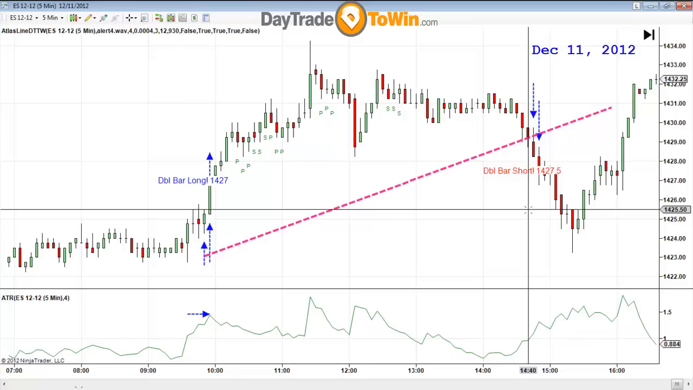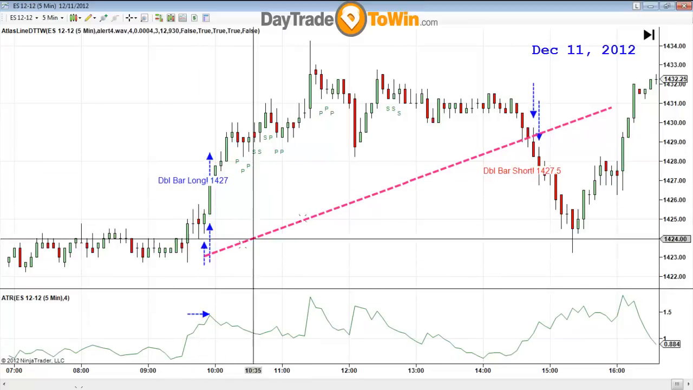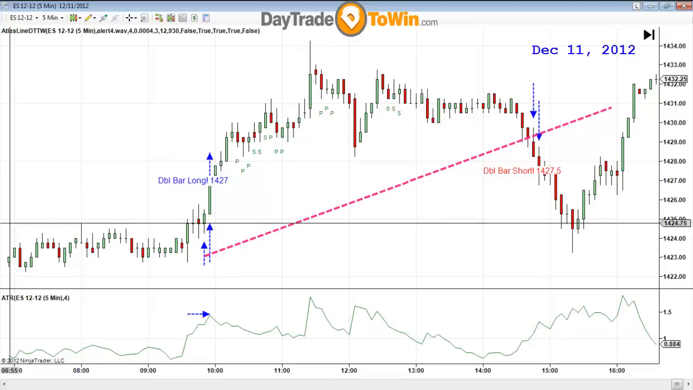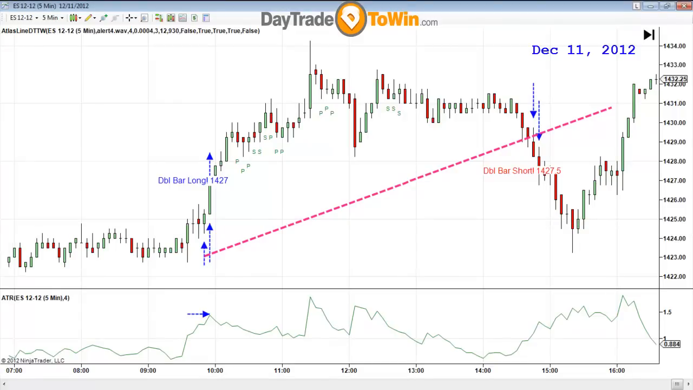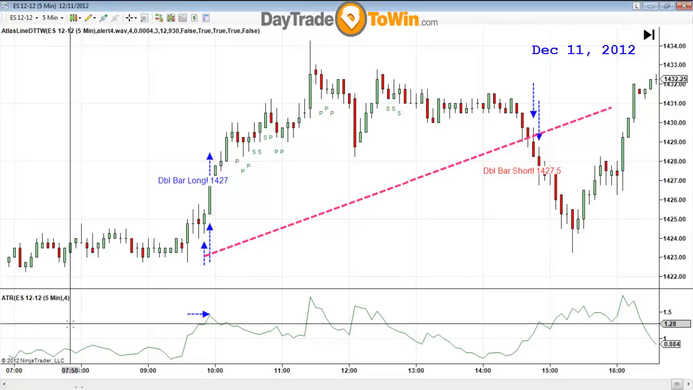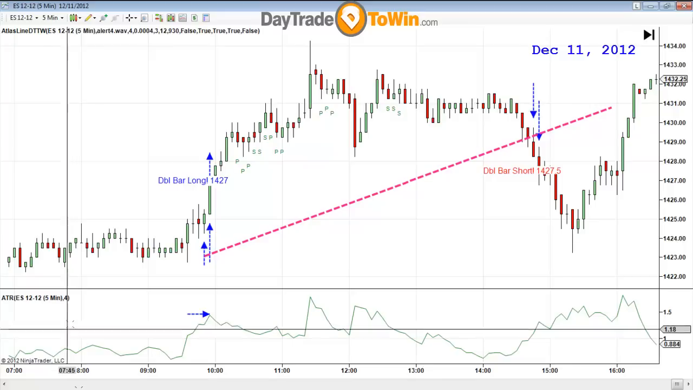There has to be some type of objective rule base to allow us to go long or short. So I'm looking at the Atlas line, but then I'm using price to tell me whether or not it's okay to go long or okay to go short. So we're going to use price in conjunction with the Atlas line.